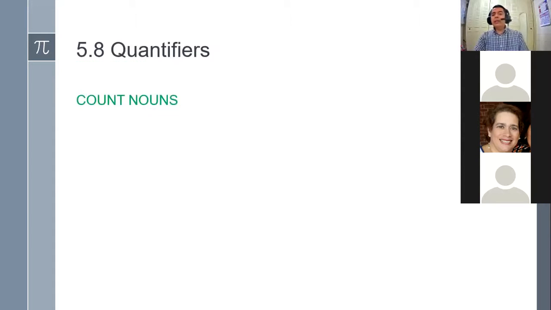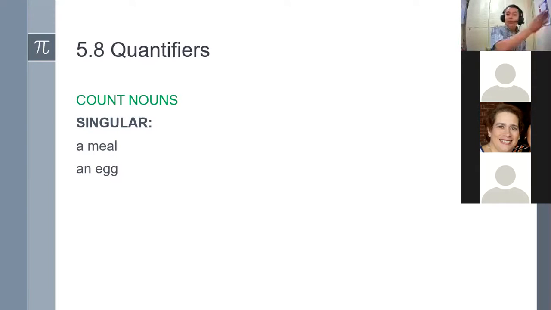To understand what is quantifiers, I need to understand what is a count noun, right? For example, count nouns are singular. For example, we can say a meal, an egg, right? So, those are count nouns. Things that we can count, we can say one, two, three, four, et cetera, right? Count, countable, right? And they are separable, and you can count them. One, two, three, four, okay. And they are singular and plural, right?